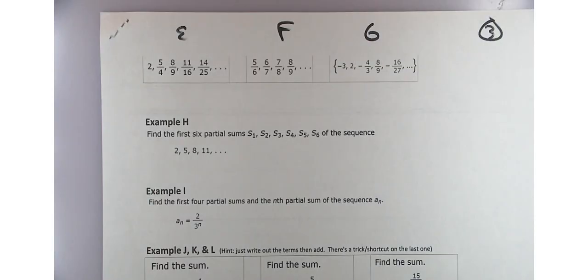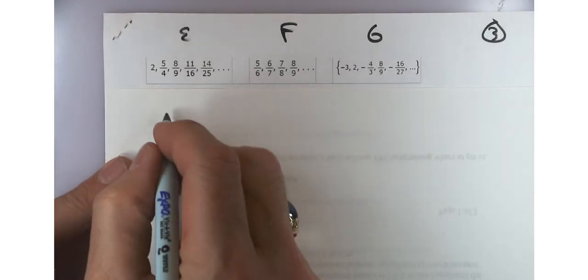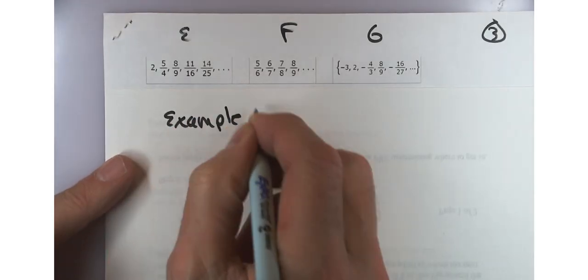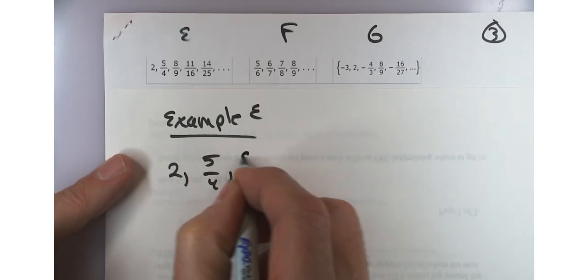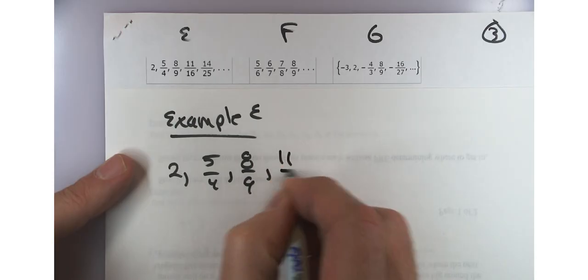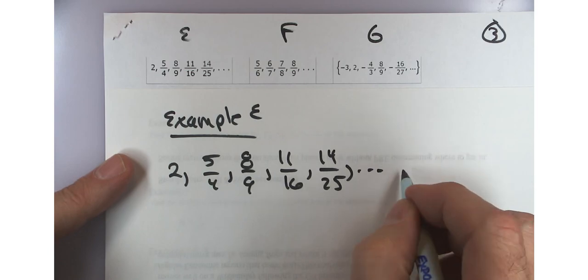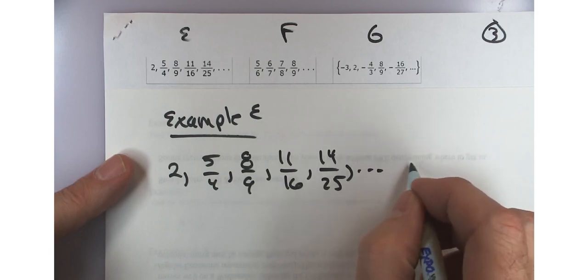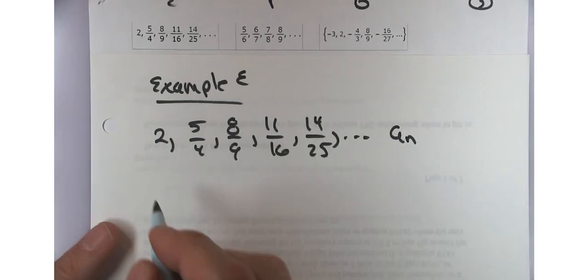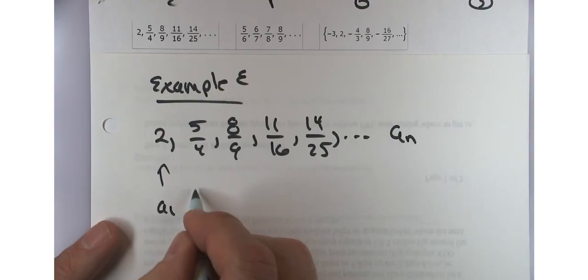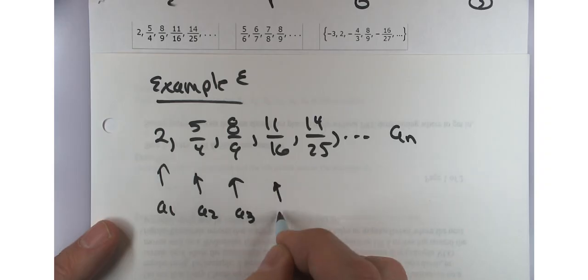What I would suggest is that you attack the problem in a couple steps. Don't try and get the whole thing all at once. So we've got 2, 5 over 4, 8 over 9, 11 over 16, 14 over 25, and so on. We want to come up with the a sub nth term. Let's write down a few things that we do know. That's a sub 1, that's a sub 2, a sub 3, a sub 4, etc.